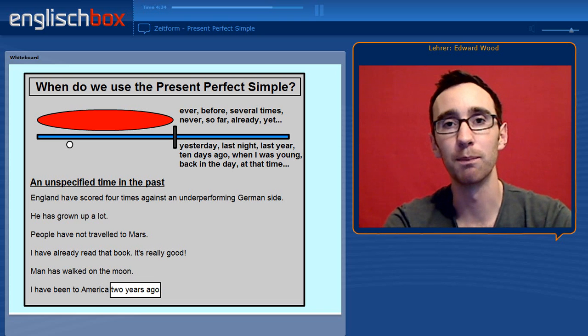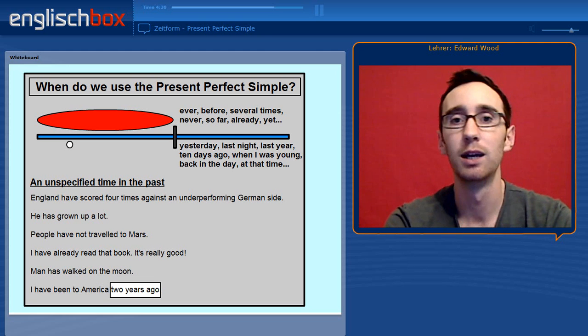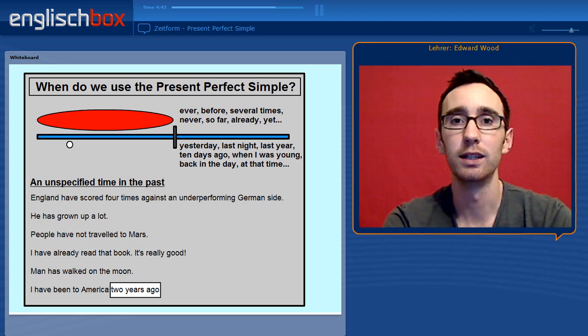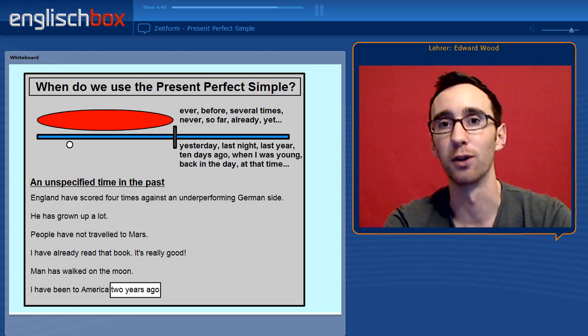With the present perfect simple, we can use adverbs and time expressions such as ever, before, several times, never, so far, already, and yet. These are unspecific time expressions. They can happen at any point in the big red circle on the whiteboard.